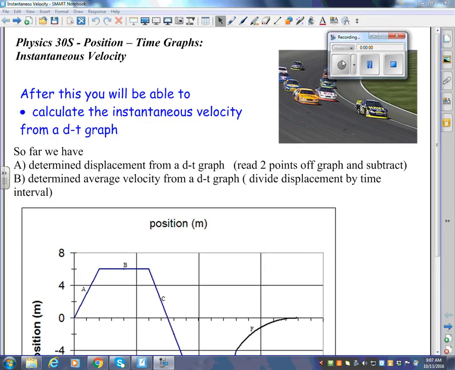So let's begin. We are still carrying on our investigation of position time graphs. Today we're going to be looking at instantaneous velocity. Now I've neglected to talk about time interval and time instant, so I'll take a moment and talk about that. What's the difference between a time interval and a time instant?